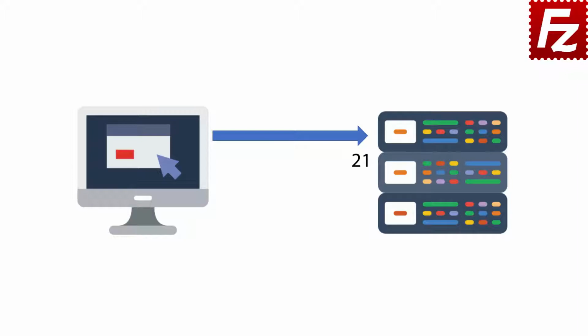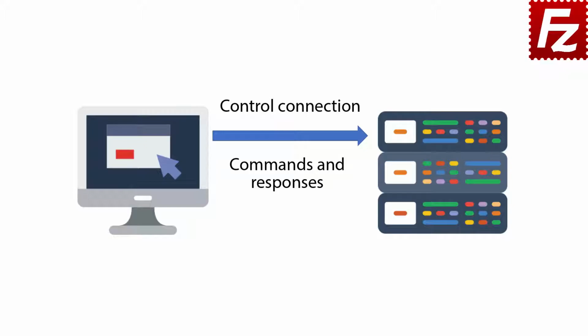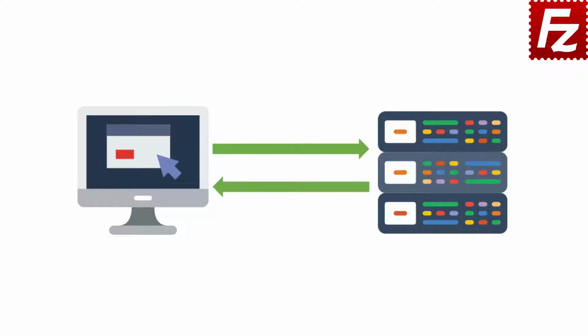specifications you find in the description. This is the so-called control connection. The control connection is used for sending and receiving commands and responses. For the transfer of files and folder contents, separate data connections are used. These can be established in two ways.